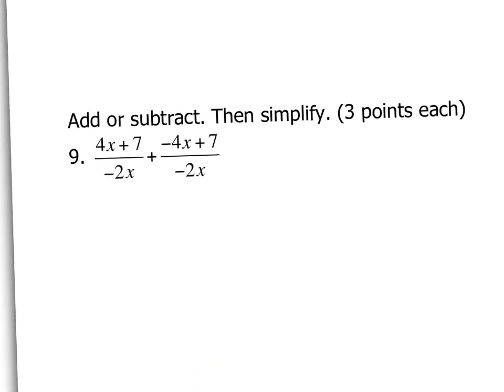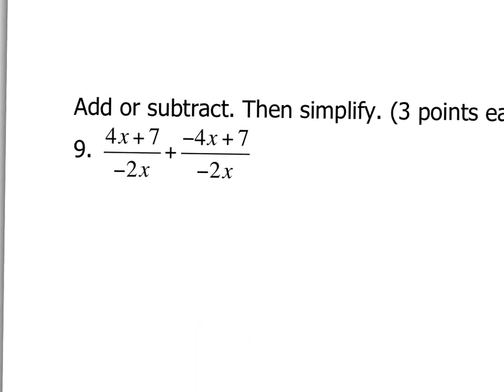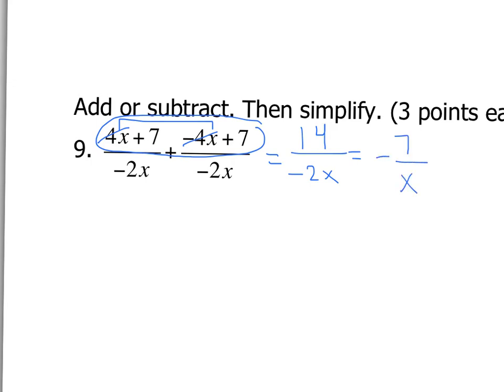In number 9, you notice that when you add, you're adding your numerator, right? So you can combine like terms, but 4x minus 4x is 0x, which means there is no x, which means the 4x and minus 4x actually cancel out. And then 7 plus 7 gives you 14 over negative 2x. You can simplify that. 14 divided by negative 2 is negative 7. So you have negative 7 over x.